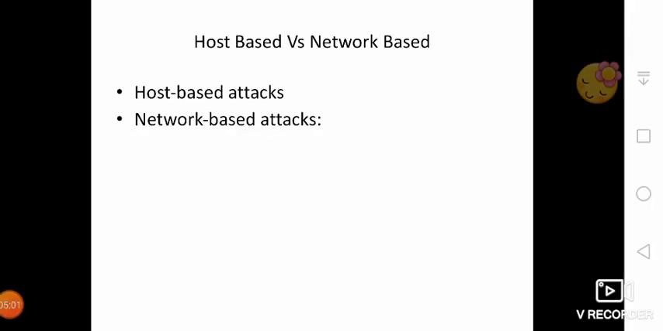Next one is host based versus network based. Host based attacks are further broken down into user compromise. This involves compromising the user, often by social engineering. An example is cheating the user into revealing information such as passwords or keys about the sensor nodes.